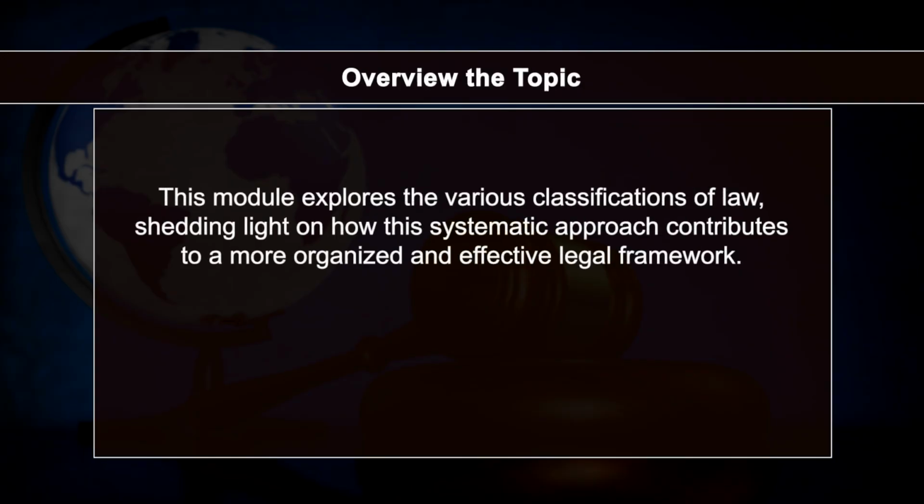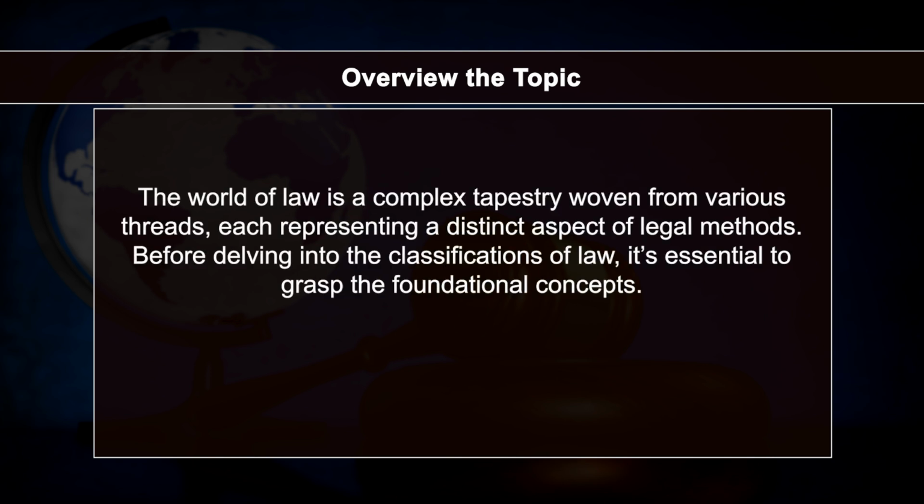The classification of law is a crucial component within a broader spectrum of legal methods. By categorizing laws based on their nature, scope and application, the legal system can provide clarity and coherence. This module explores the various classifications of law, shedding light on how this systematic approach contributes to a more organized and effective legal framework. The world of law is a complex tapestry woven from various threads, each representing a distinct aspect of legal methods. Before delving into the classification of law, it is essential to grasp the foundational concepts.